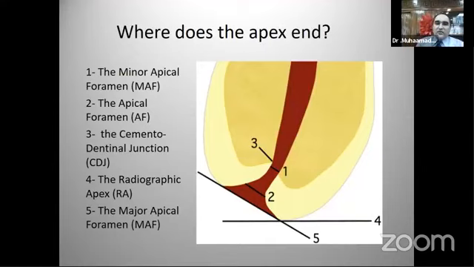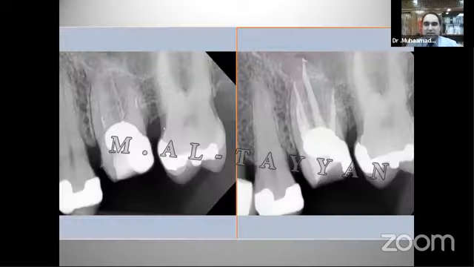In fact, we do have many levels to end up with. And this question has been for a long time a big debate among clinicians and researchers, because we do have many levels: the minor apical foramen, the apical constriction, the cementum dentinal junction, the radiographic apex, and the major apical foramen.